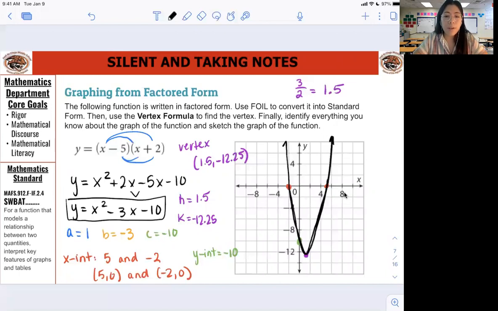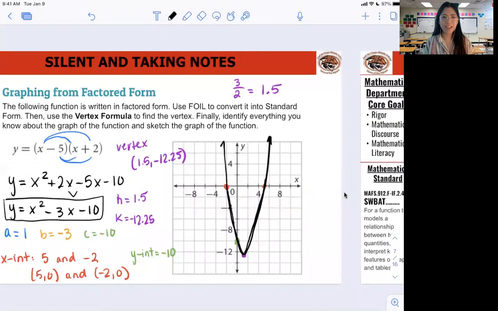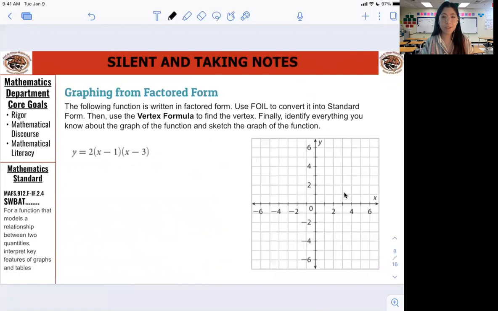So in order to graph it from factored form, it takes a lot of work, doesn't it? Because having to convert it into standard form and then use the vertex formula and all of those extra steps take a kind of long time. So how do you guys feel about doing a little shortcut? Good. Anybody object to that? Okay, that's what I thought. So let's take a look at a different example, and we're going to use a shortcut.